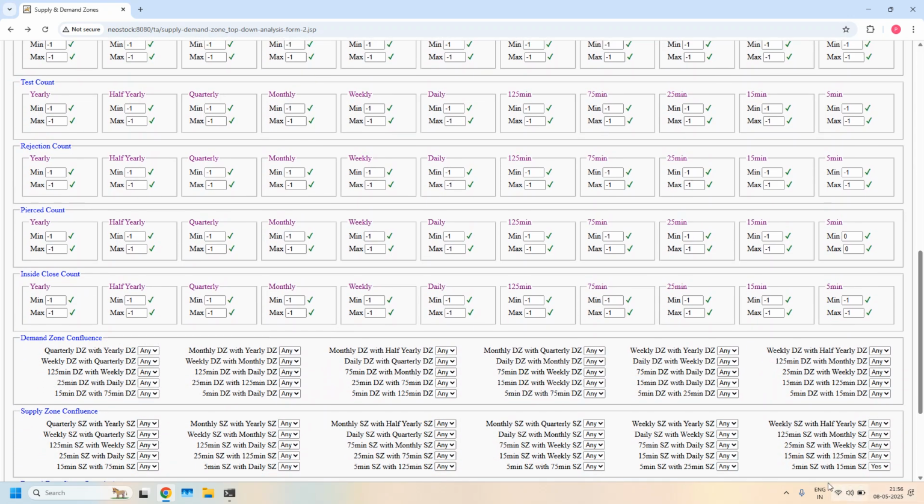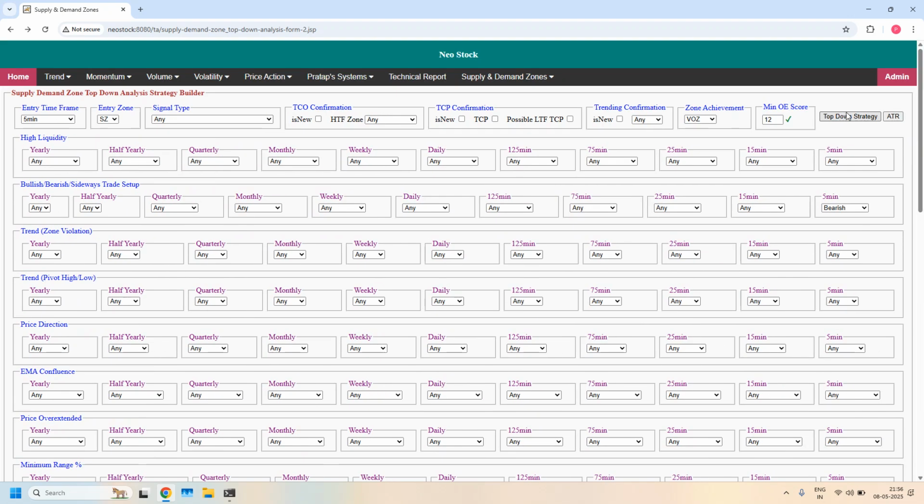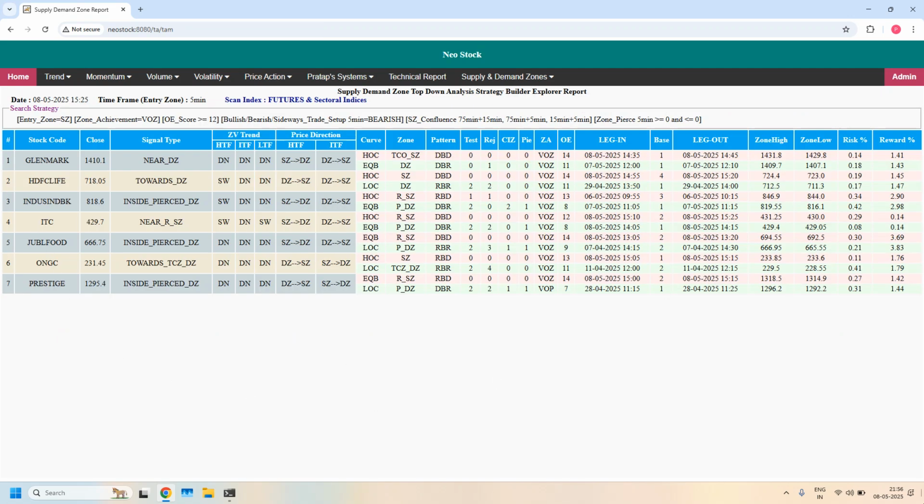3 filters we have to set. First filter is enabled. Next 5 minutes and 75 minutes supply zone confluence. 15 minutes and 75 minutes supply zone confluence. With all the 3 filters, we got 7 stocks. So in these 7 stocks, these 5-minute supply zones are overlapped with 15-minute supply zones, and both 5 minutes and 15 minutes together again overlapped with 75-minute supply zone. And 75 minutes trend is down in 4 stocks out of 7.